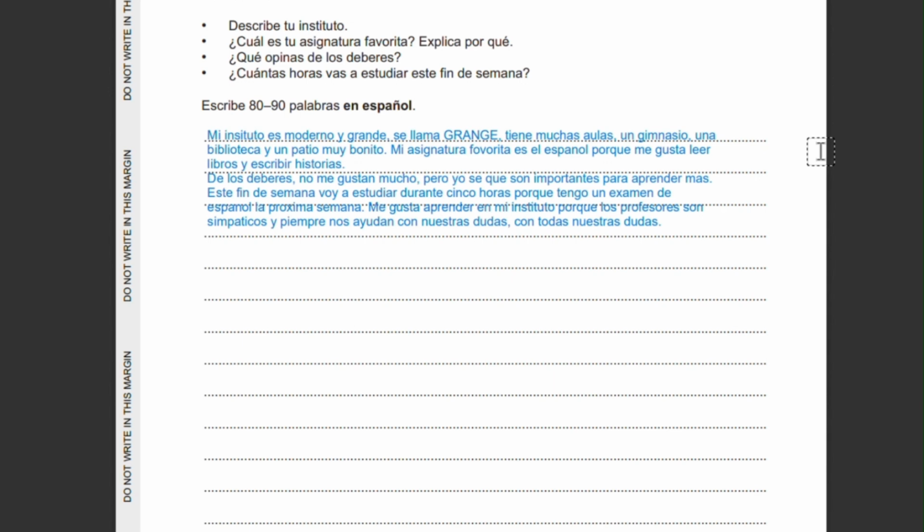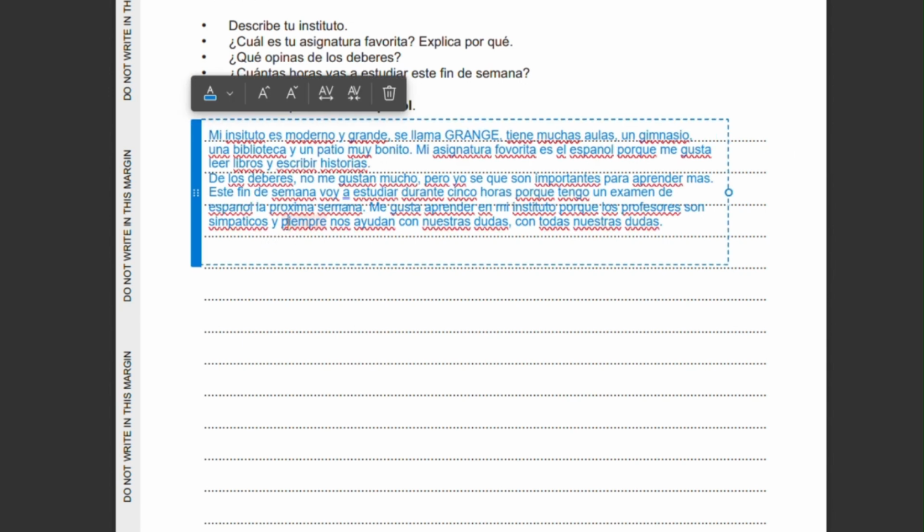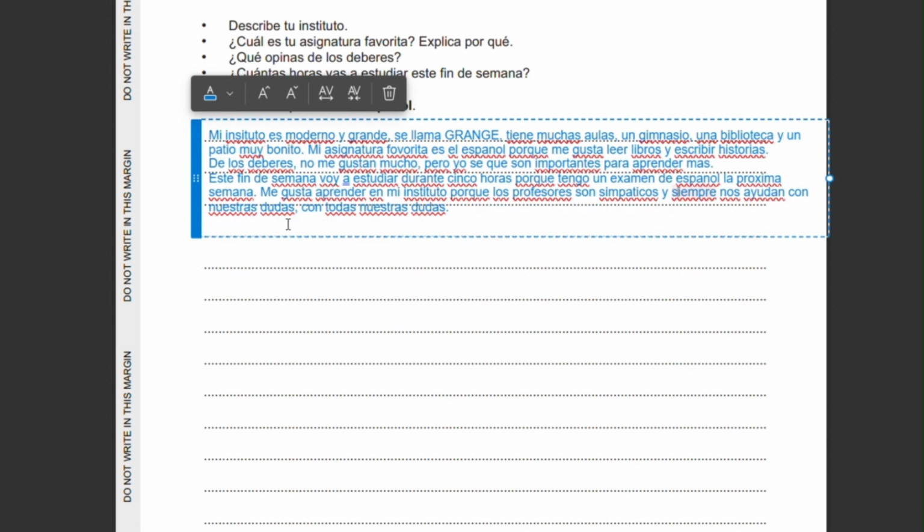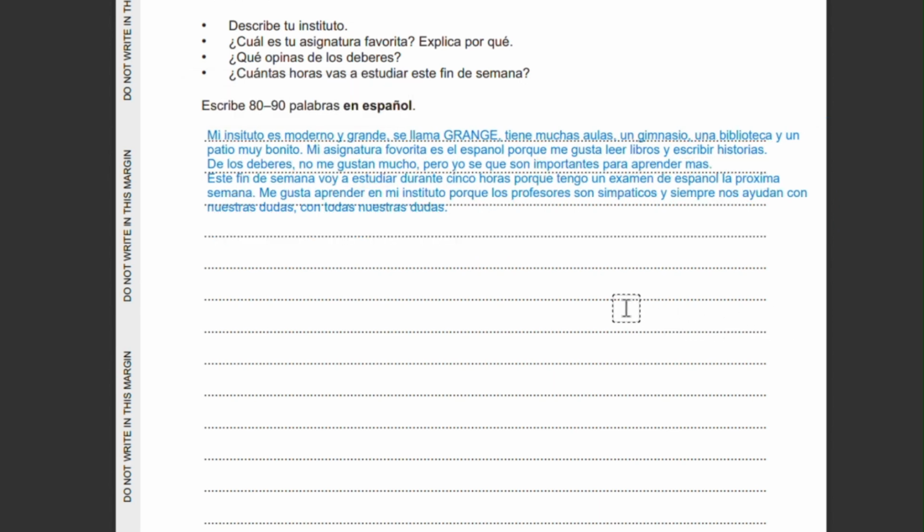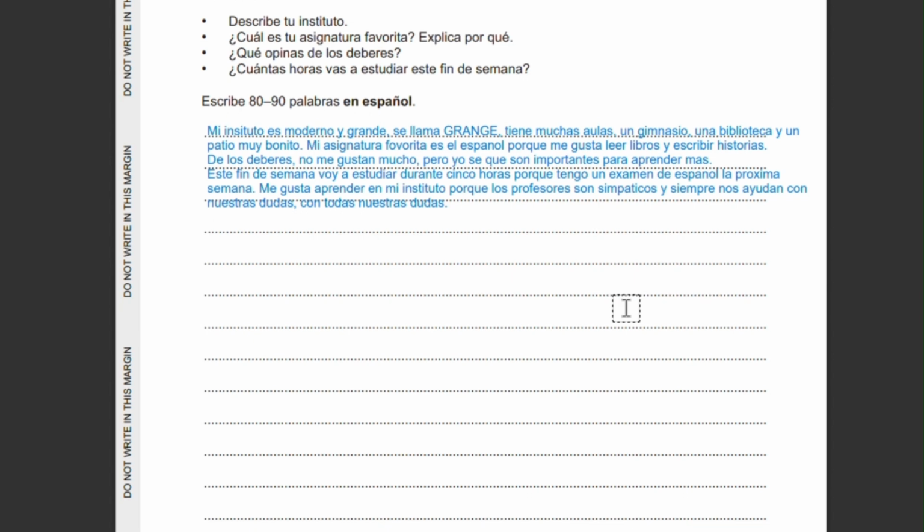And about assignments, I really don't like them, but I know that they are important in order to learn more, right? And this weekend I'm going to study for 5 hours because I have a Spanish exam the next week, and I like to learn in my institute because the professors, or rather the teachers, are very kind and always help us with all our doubts. So this is a perfect way to answer the second question. You can always just practice that out, practice writing it over and over again until it becomes part of you.